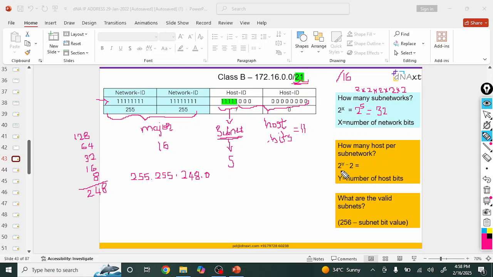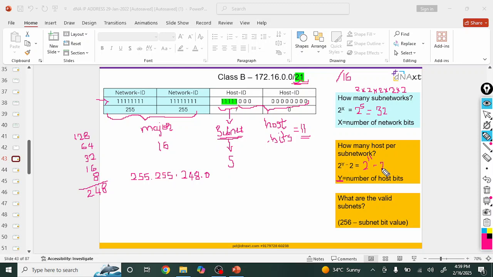Then how many host per subnetwork we will get? The formula is 2 to the power y minus 2, where y is the number of host bits. How many host bits we have? We have 11 host bits in /21. So 2 to the power 11 and minus 2.